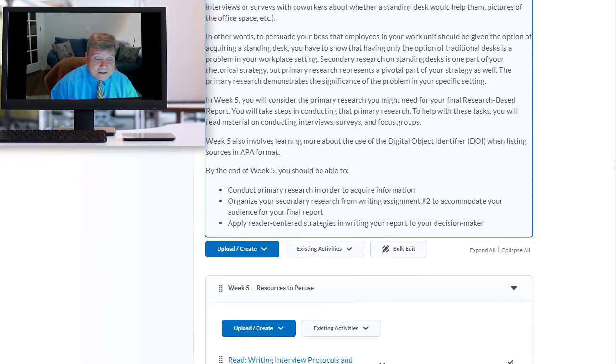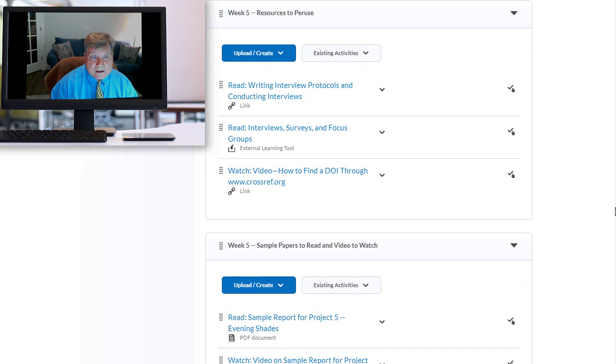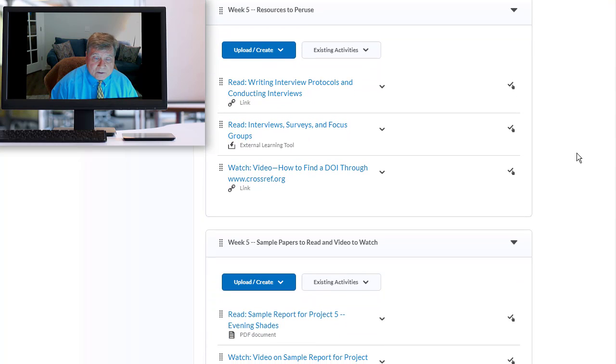Because the very next thing that you see here in the resources to peruse have to do with best practices in writing interview protocols and how to conduct an interview. Now remember, you're not going to be doing formal interviews. You're just going to be talking to people. But you want to make sure that you ask everyone the same question so that your results are more valid. That's the primary thing to keep in mind.